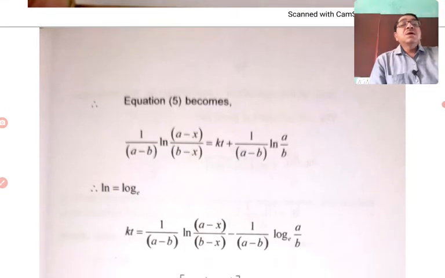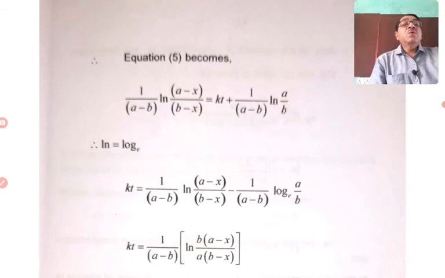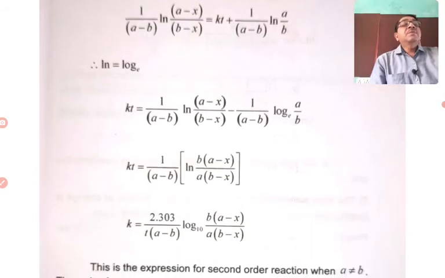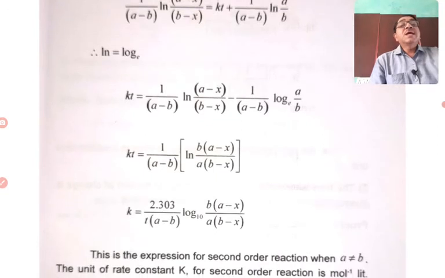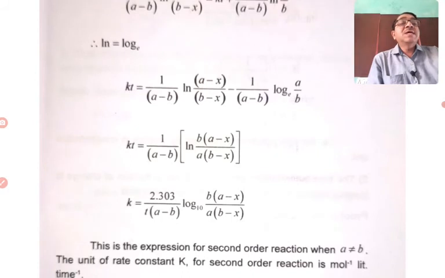So log is equal to log to the base e. So kt is equal to 1 upon (a minus b) log (a minus x) upon (b minus x) minus 1 upon (a minus b) log to the base e a upon b, that is converting the log sign form by the logarithmic formulae. Now kt is equal to 1 upon (a minus b) log of b into (a minus x) upon a into (b minus x).